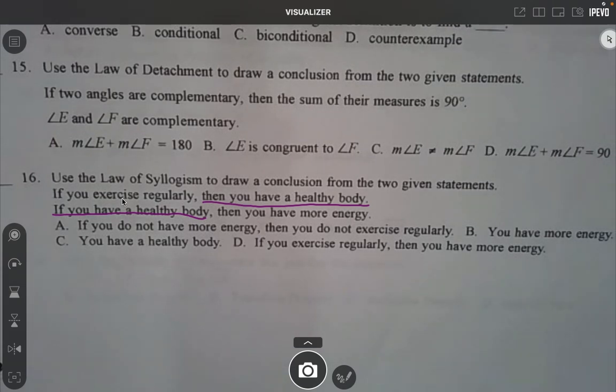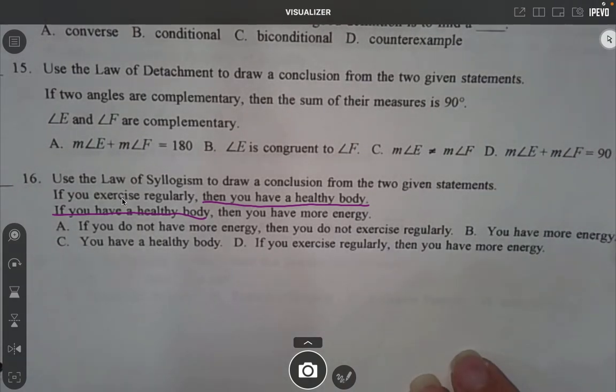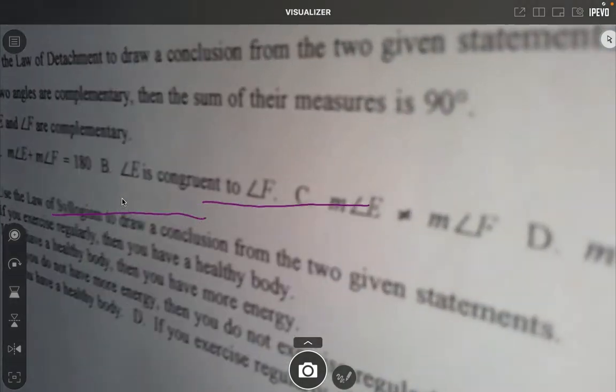It says, use the law of syllogism to draw a conclusion from the 2 given statements. If you exercise regularly, then you have more energy. So that's your answer. But if you don't break it, then, well, all you're saying is what you know from this. If you exercise regularly, then you have more energy. You didn't get my joke. I guess I didn't. So what answer is that? D.